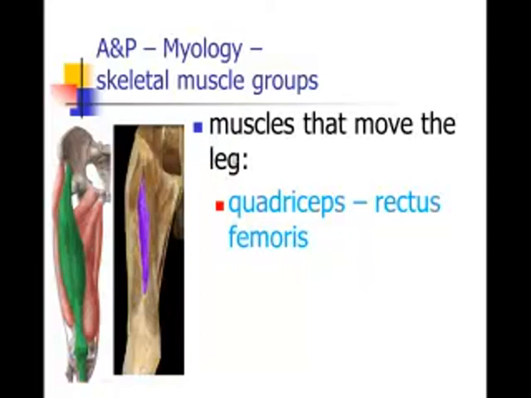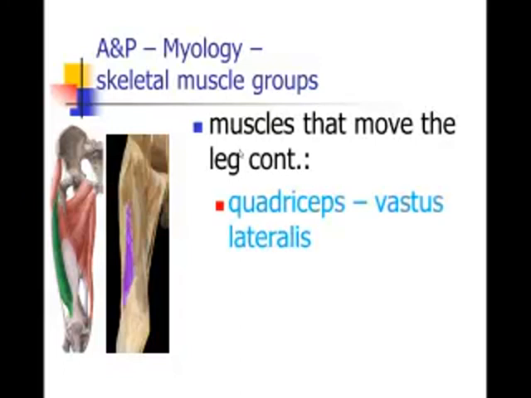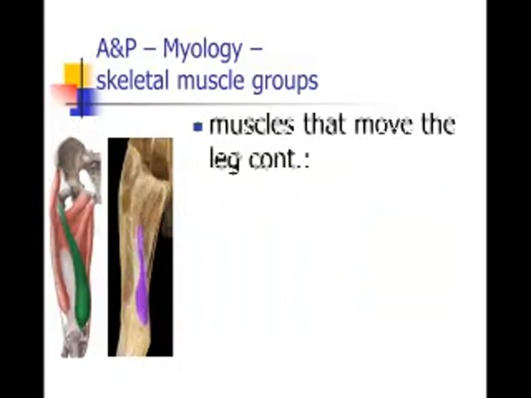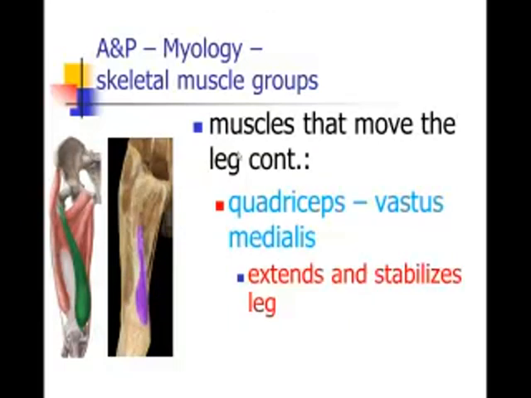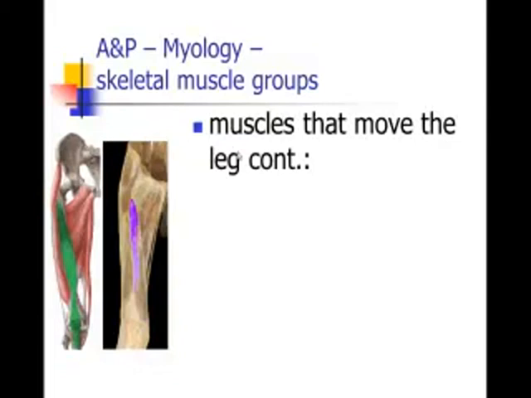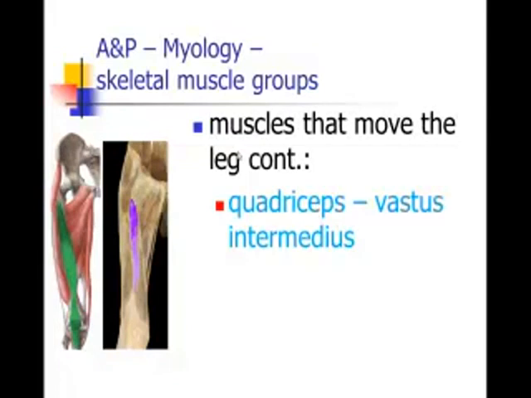Rectus femoris is the only one of the quadriceps that goes across both joints, though it flexes the hip and extends the leg. We have quadriceps vastus lateralis, just extends the leg, stabilizes the knee. We have quadriceps vastus medialis, extends and stabilizes the knee. And then we have vastus intermedius, which just extends the knee or extends the leg.